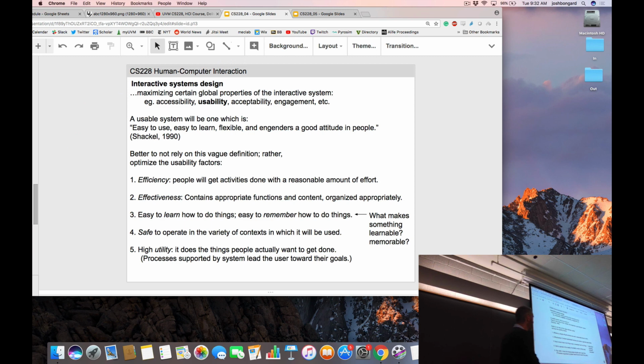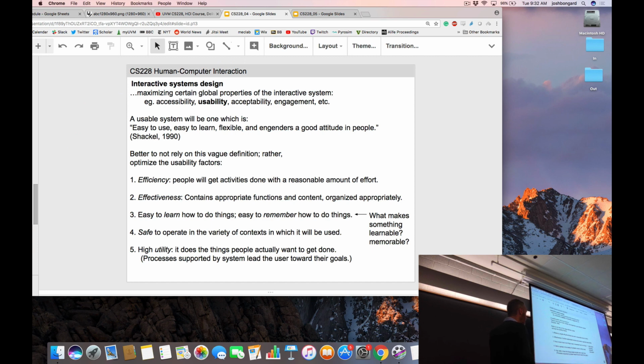Effectiveness. Does it contain appropriate functions and content organized appropriately? Maybe you have a system that's very efficient, but it helps me not do X, but X prime, something that's very close to what I want to do, but not quite what I wanted to do in the first place. So efficiency and effectiveness are not always the same thing.